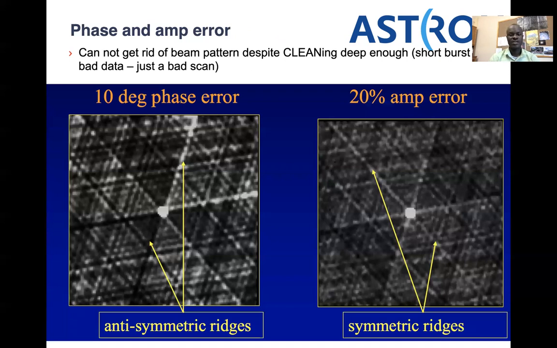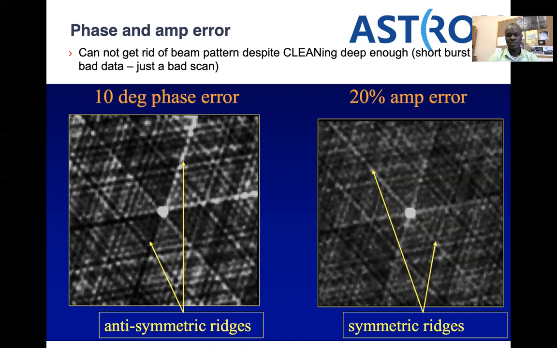To show you what this will look like in the image plane, if you look at this image, which has a 10-degree phase error, then you will see the main object and you see these bright lobes or asymmetric ridge, but you don't see the same thing on this side. You don't see this brightening. So that's how you can tell that this effect, which you are almost 100% convinced is calibration error, is non-symmetric or asymmetric, and this is due to phase error.